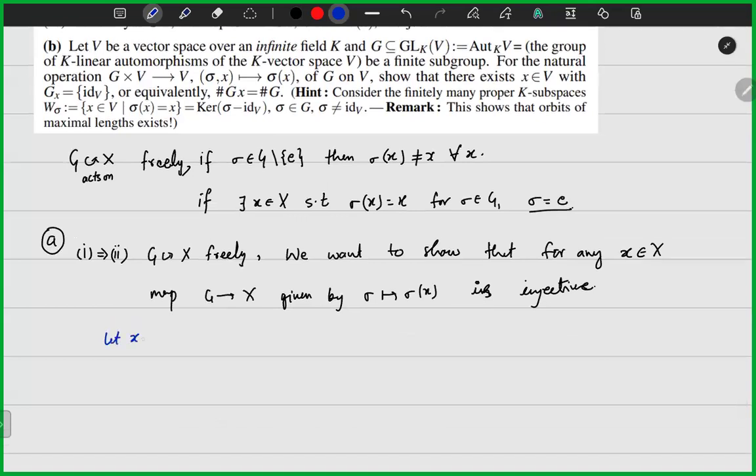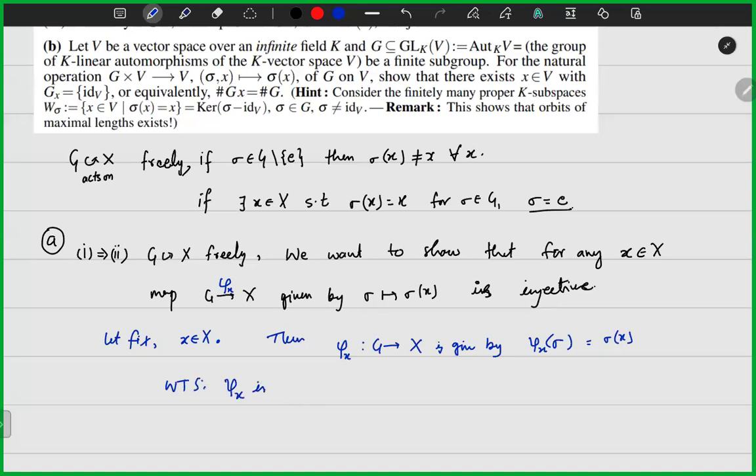So let x belong to X. Let us fix x belonging to X. Now we'll take this map, let's say this is psi, which depends on x, so better we should write psi_x, from G to X given by psi_x of sigma equals sigma of x. Now we want to show psi_x is injective.